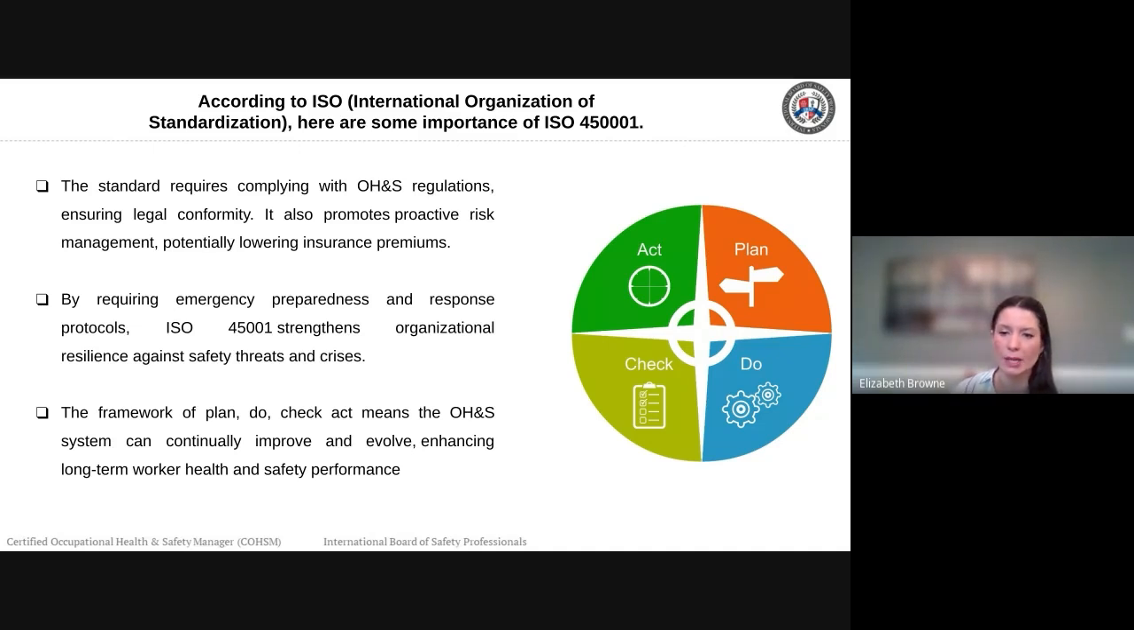So we plan something, we do it, we check to make sure it's working, we act to control the hazard differently if it's not. If we identify a new hazard, we start back over and we plan, do, check, act again. So utilizing this framework helps us to continuously improve, which will enhance over the long term worker health and safety performance.